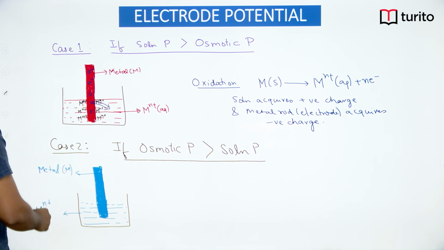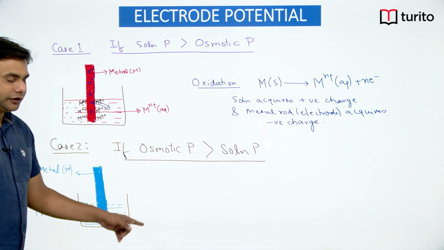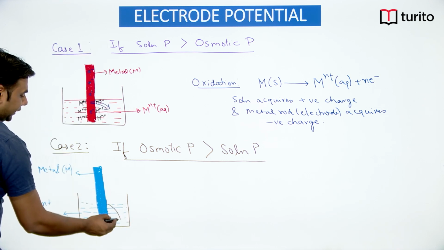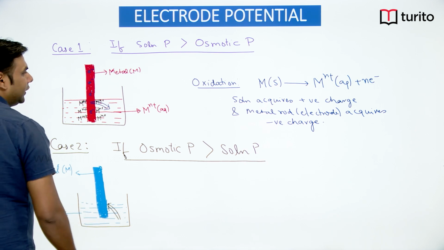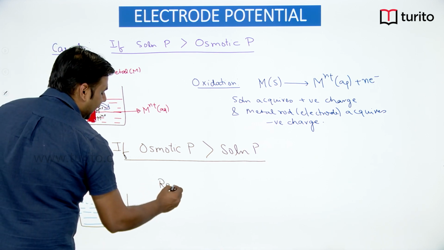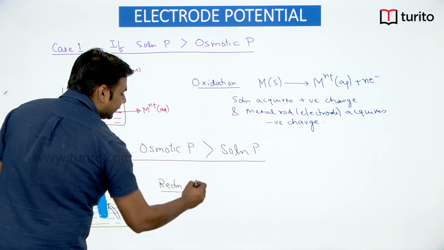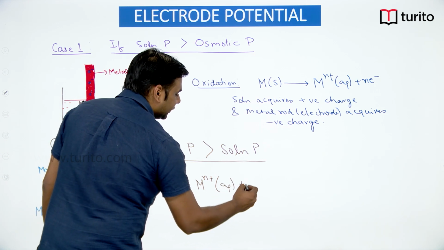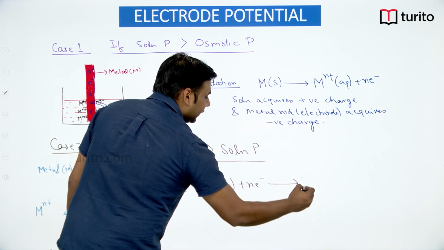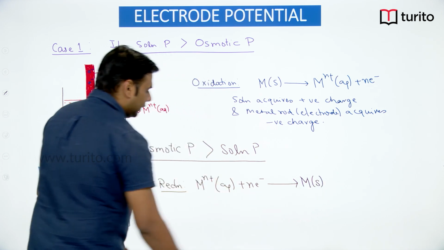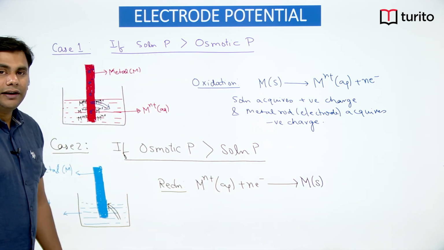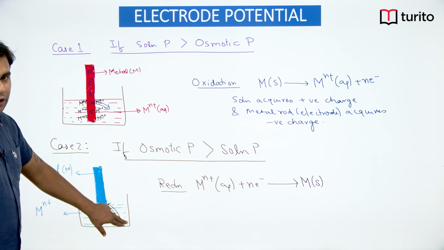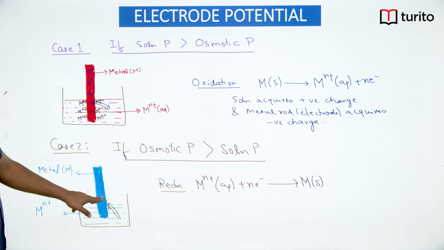So if osmotic pressure is more, now what is osmotic pressure? It is the tendency of the metal ion to get reduced and get deposited at the metal rod. If this tendency is more, then we'll say that reduction of metal ion is happening, and the metal ion in the solution will get reduced into metal. Now this metal formed would get deposited at the electrode.